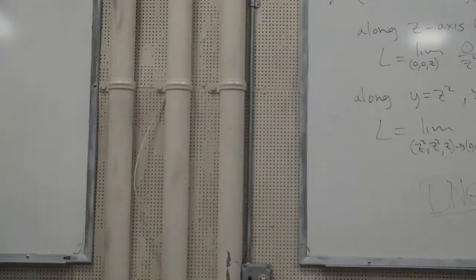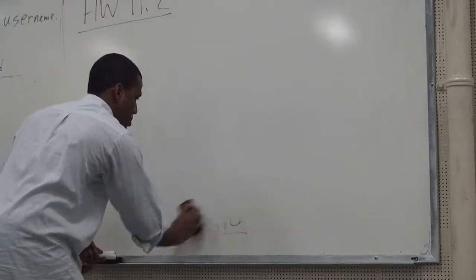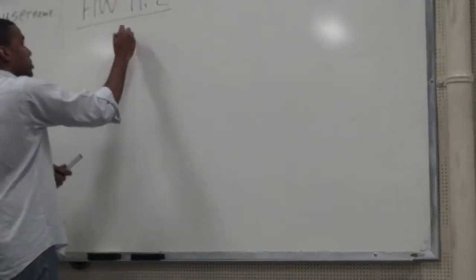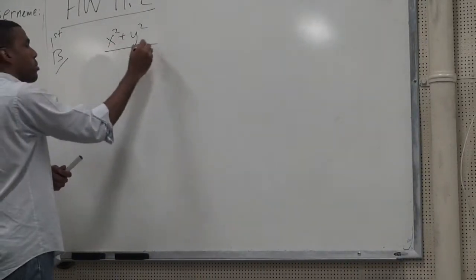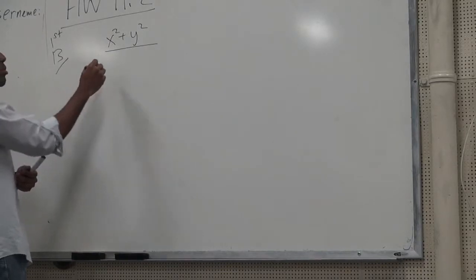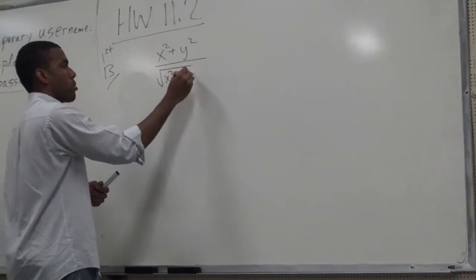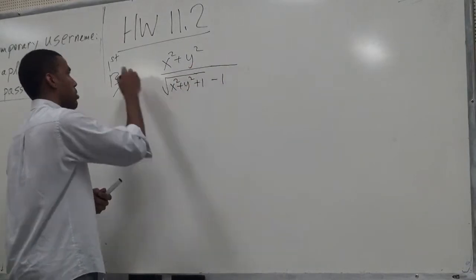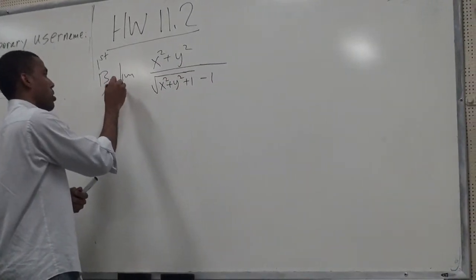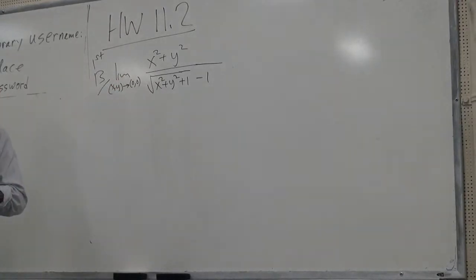14 and 13. So we've got a numerator of x squared plus y squared, and a denominator of the square root of x squared plus y squared plus 1, minus that. Then you take the limit as it goes to 0. Okay. We tried that. Yeah? Multiply by the conjugate.